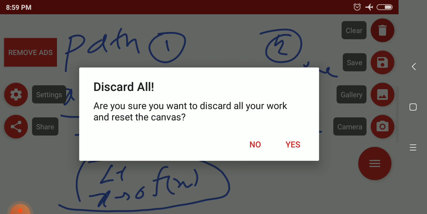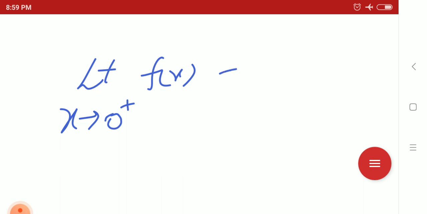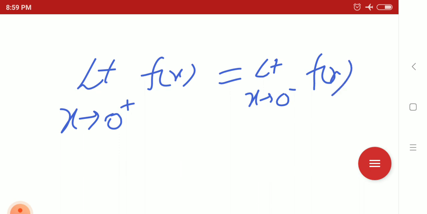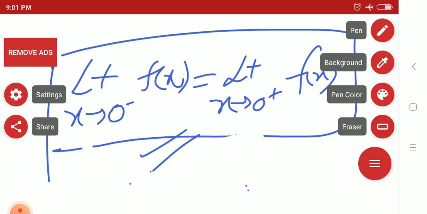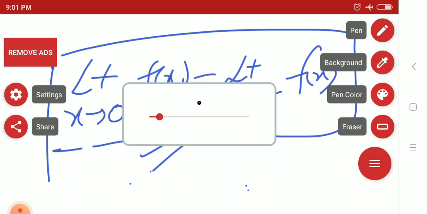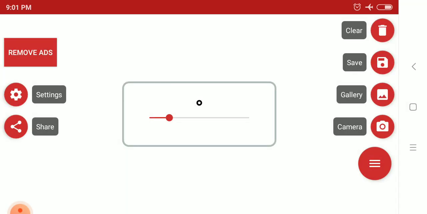So mathematically, how can I write this? Path 1 means from the negative side. Limit x tends to 0 plus of f of x, path 2, equals limit x tends to 0 minus of f of x. So what does it indicate? It means the limit exists if the limiting value is path independent.